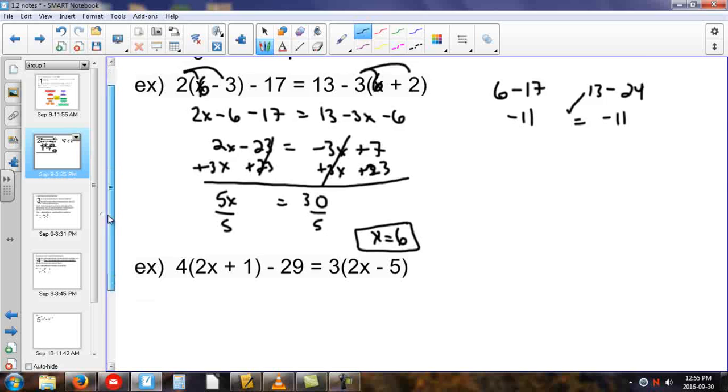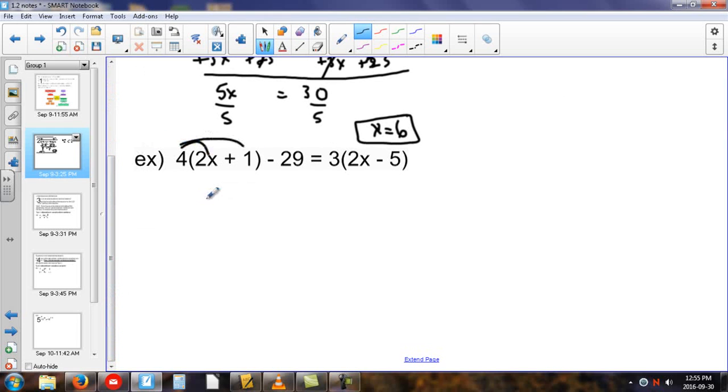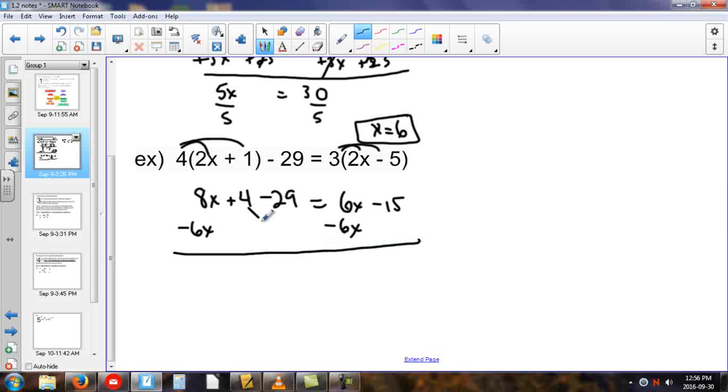If we continue on just one more, we're going to check this one as well. 4 times 2x is 8x, plus 1 times 4 is 4, minus 29 equals 6x and minus 15. We're going to combine our x's by moving the 6x this way. And I really should simplify this first. This is a negative 25. So I'm going to add 25 to cancel it on both sides. Sorry, I probably should have done the 4 minus 29 first, but it comes out to negative 25, so I'm going to add 25 to both sides.